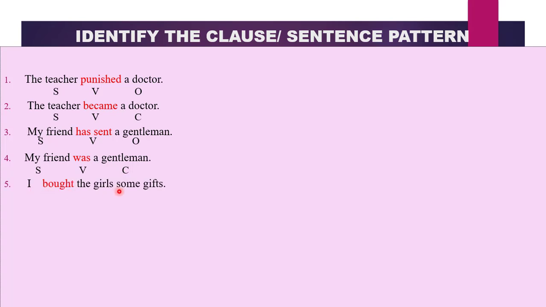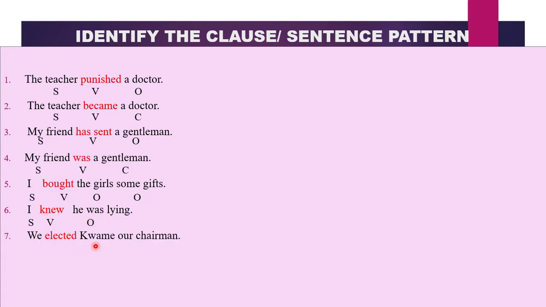I bought the girls some gifts. Bought is an action word. So, the girls and some gifts will be objects. So, we have two objects here. This is the direct object and this is the indirect object. So, what will be the sentence pattern? SVOO. I knew he was lying. What did I know? He was lying. Therefore, we have an SVO because he was lying is suffering from the action knew.